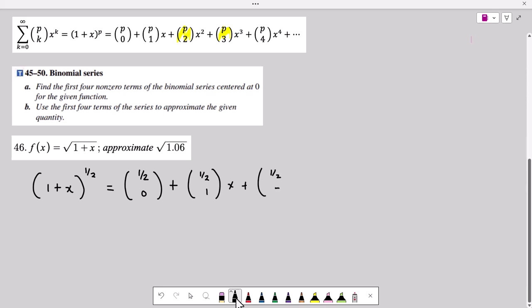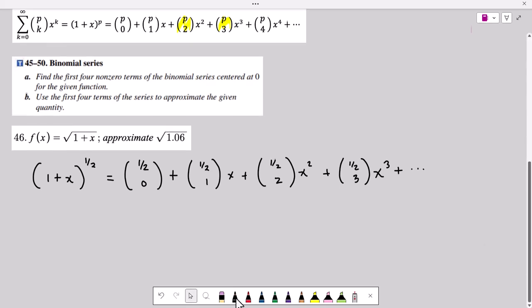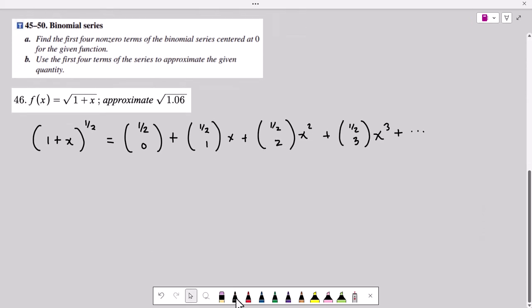p choose 2 times x squared. We're usually going to go out four non-zero terms. But it is a series, so it goes on forever, so plus dot, dot, dot, ellipses. Now we just have to figure out 4 coefficients. Very easy patterns, very similar to geometric series. All we do is put the p up there, and then we count 0, 1, 2, 3, 4. So 1/2 choose 0. When you do a choose 0, the answer is always 1.